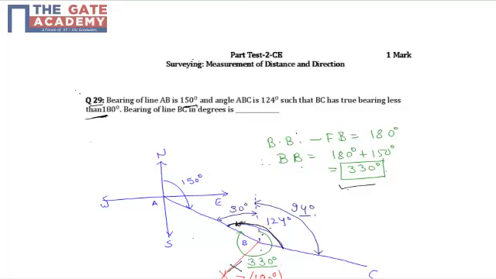Hence 124 minus 30 will be the fore bearing of line BC, or its inclination to true north. Hence the correct answer for question number 29 is 94. Thank you.